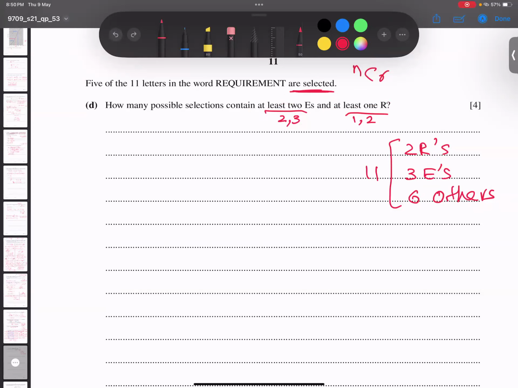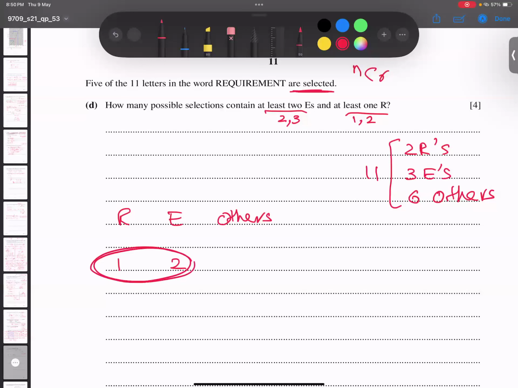So let's try to make option number 1. So I think I start from R and E. So R's, E's, and others. So how many R's do I start from? The minimum number, that is 1. If I take 1 from here, the minimum number of E's from there is 2.